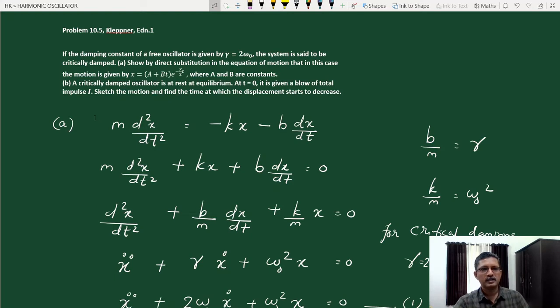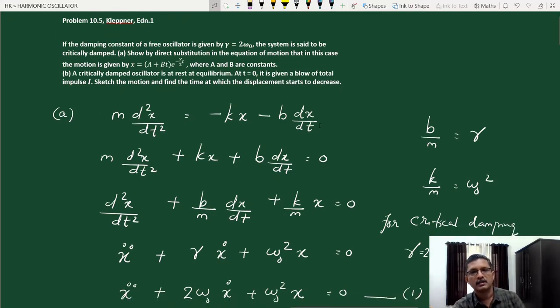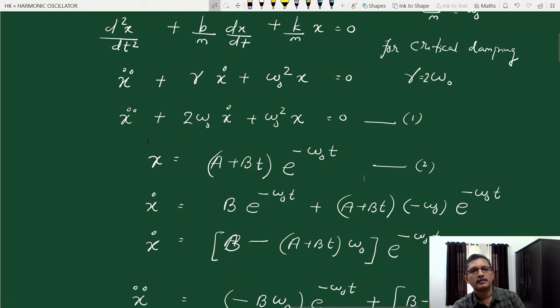So two initial conditions are given. At rest at equilibrium means at t equal to 0, the position x is 0. Then at initial time, a sudden blow of total impulse I is given to it. We have to sketch the motion and find the time at which the displacement starts to decrease. So we have to sketch the expression for displacement.